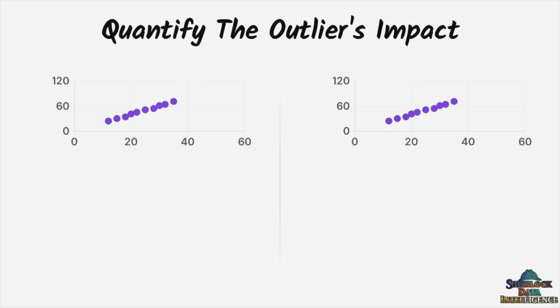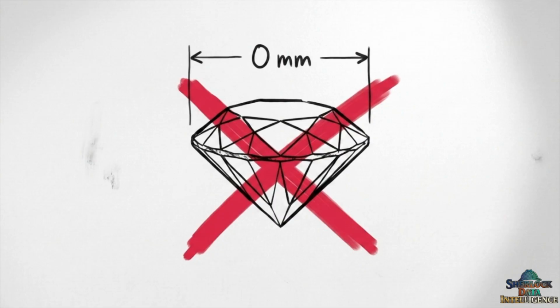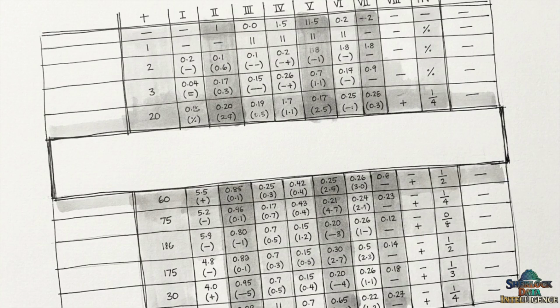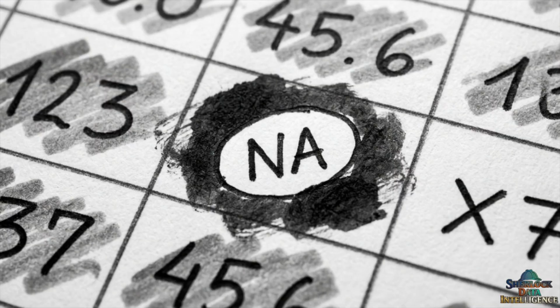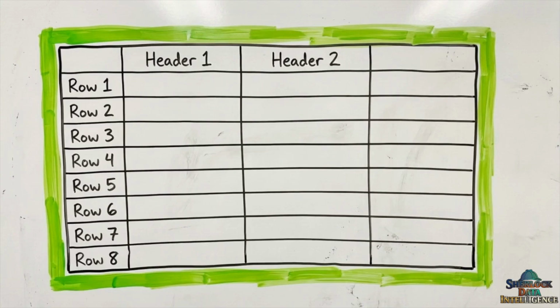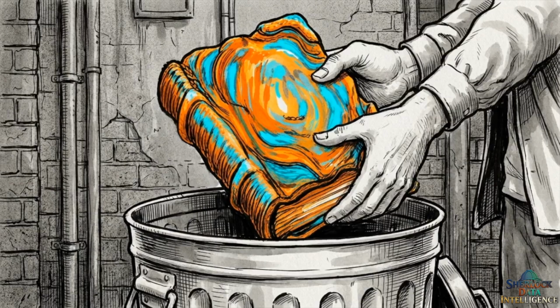Professional triage requires you to always run your analysis twice, once with the outlier included and once without it. You have to measure its exact impact. If you confirm the anomaly is an error, like the 0 millimeter diamond, and it has minimal impact, do not drop the entire row. Dropping the row destroys perfectly good data sitting in the other columns. Instead, apply a surgical solution. Replace only the specific invalid value with a missing value indicator, like NA, and leave the rest of the observation intact. This precision protects the overall volume and integrity of your data, which leaves one final dilemma.